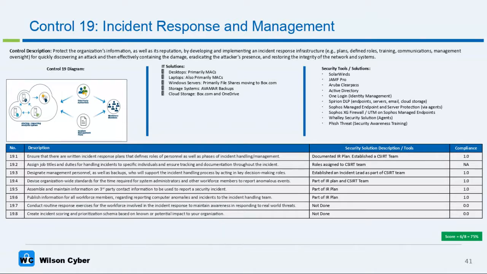Once again, we have a 75%. A lot of the improvement on incident response will occur once Wally Computing is really fully integrated as a third-party management company.